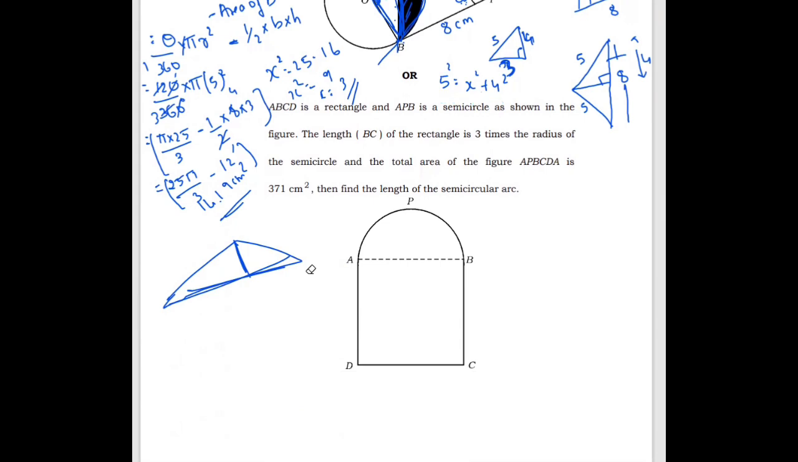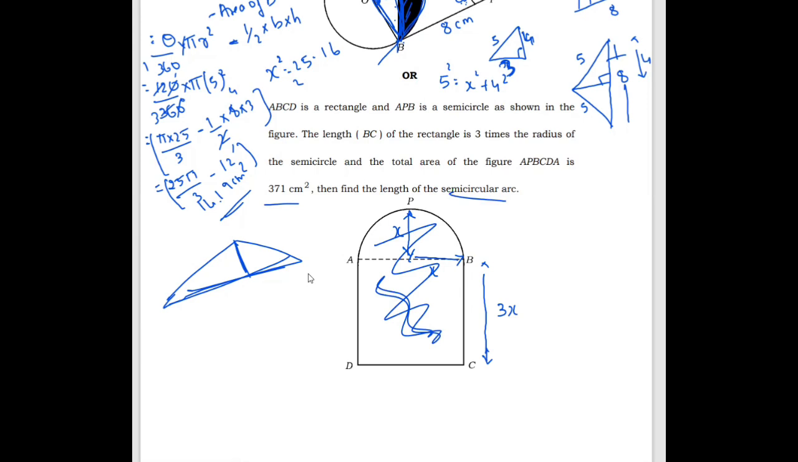I'll just read the next problem. Here ABCD is a rectangle and APB is a semicircle as shown in the figure. The length BC of the rectangle is 3 times that of the radius of the semicircle. If we take the radius as x, the length will be 3 times x. Times means multiply, not more. And the total area is given, the entire filled region. Find the length of the semicircle. They are asking for the length of this semicircle.